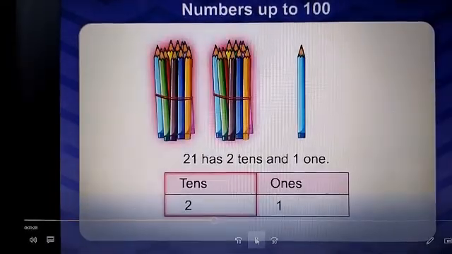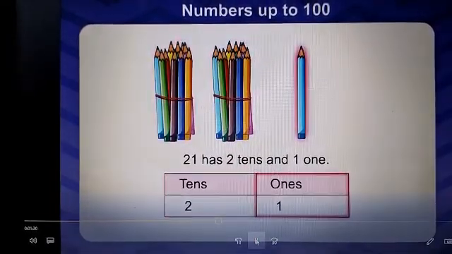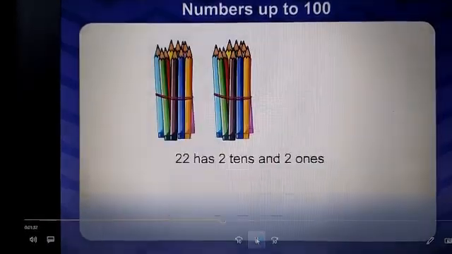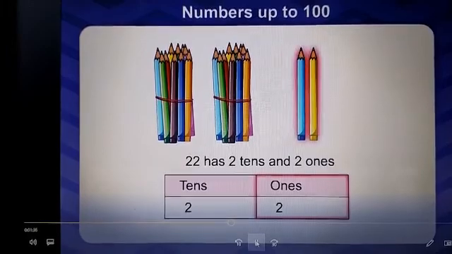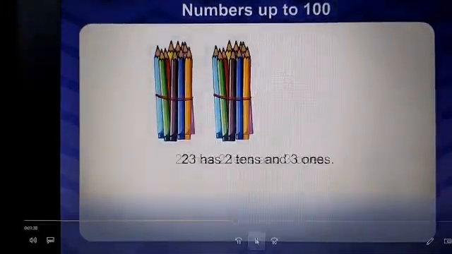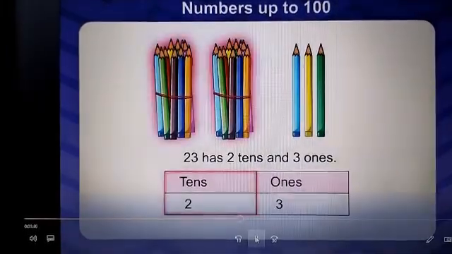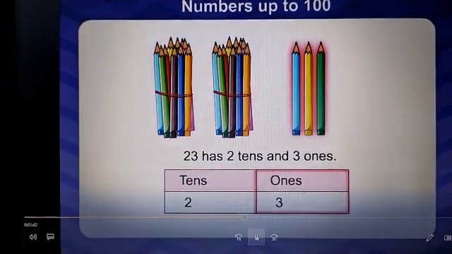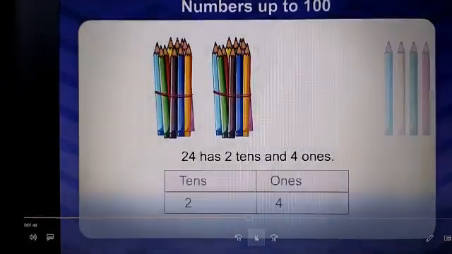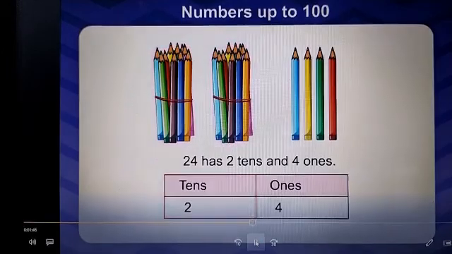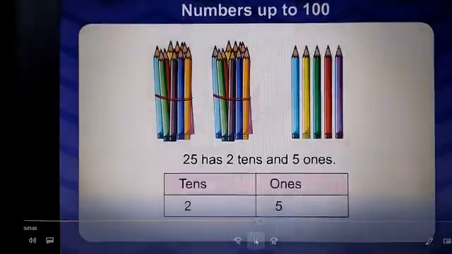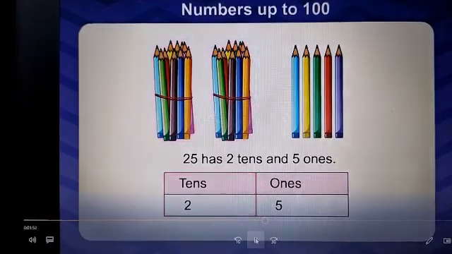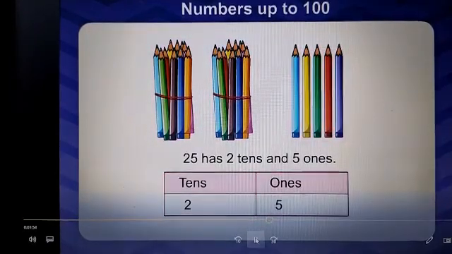21 has 2 tens and 1 one. 22 has 2 tens and 2 ones. 23 has 2 tens and 3 ones. 24 has 2 tens and 4 ones. 25 has 2 tens and 5 ones.